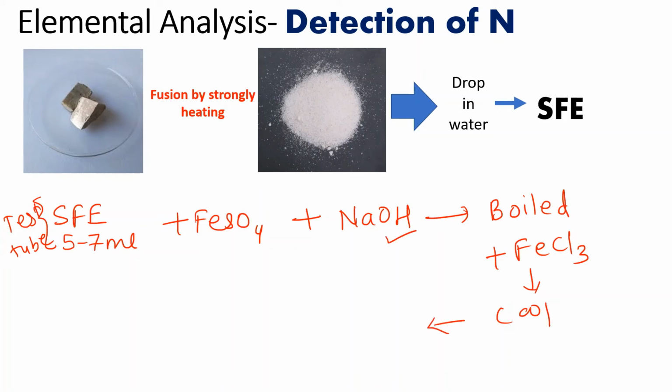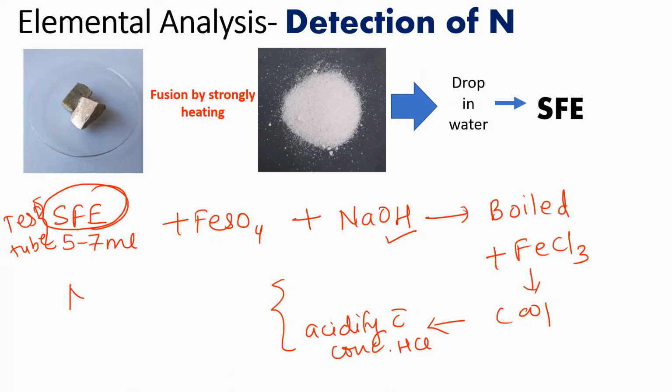See, we have added NaOH, no? So definitely the solution has become basic. Then we will acidify this solution using concentrated HCl, and observe the color change. If the sodium fusion extract has nitrogen in it, in the form of sodium cyanide, then we will get a Prussian blue color in the test tube.